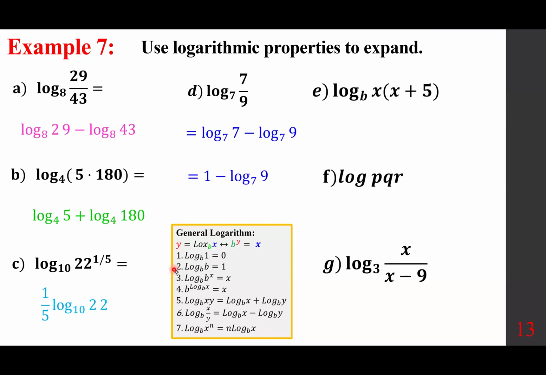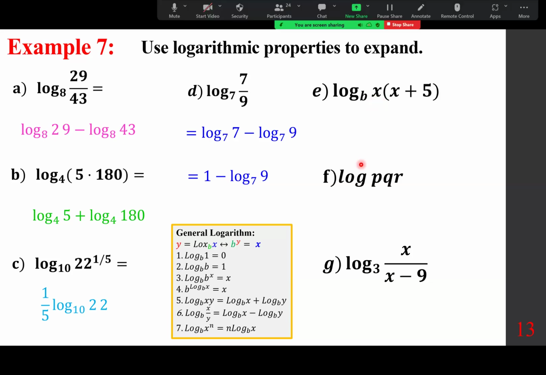But here, let's work out those expressions. This one is following number 5, the product rule. Log x base b plus log x plus 5 base b. It's important to keep x plus 5 in the parentheses. If you don't have a parentheses, it has a different meaning.